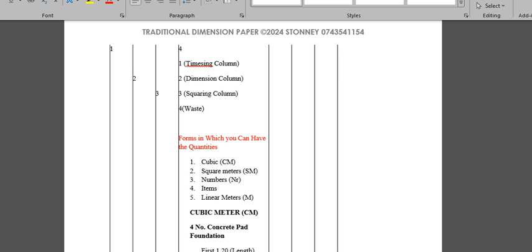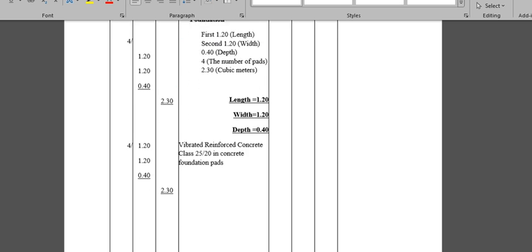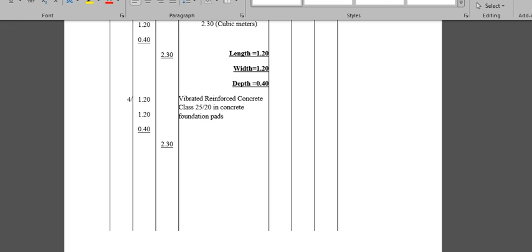Then just let me say, in summary, we've done the columns. We've seen all of them, column 1, 2, 3, and 4. We've also done description.